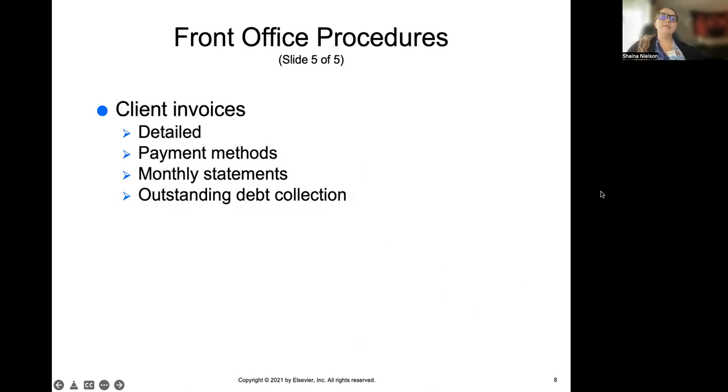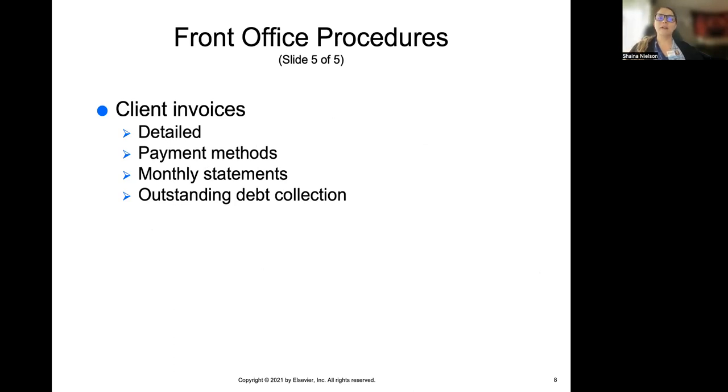Okay, getting into client invoices. These are basically a receipt that we're giving our client to let them know all of the procedures that we've done on the patient, and it's going to be a detailed invoice. So it'll tell them exactly what we've done and the prices to reflect that.